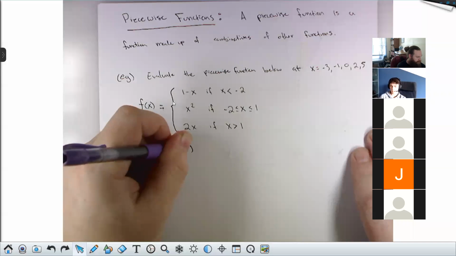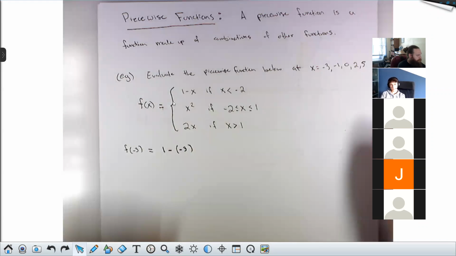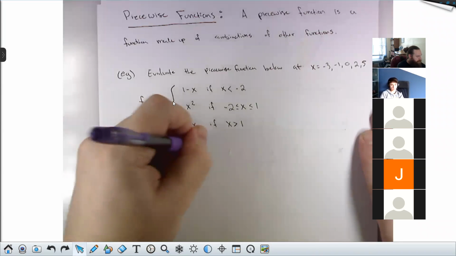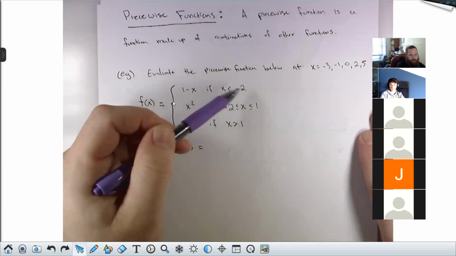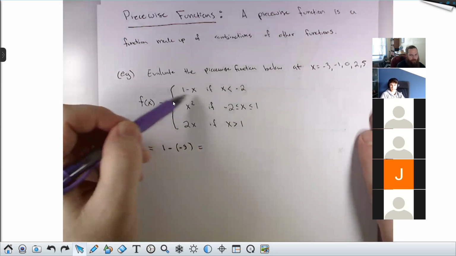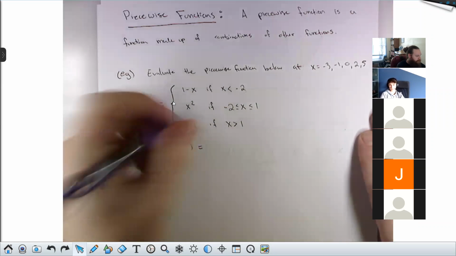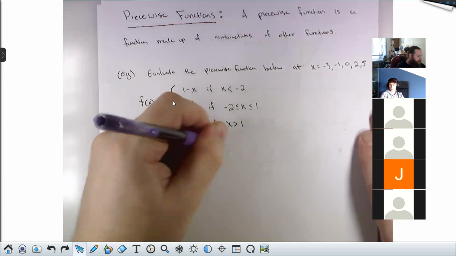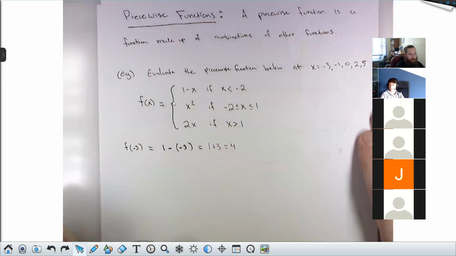I'm just going to go over this in purple because that's our theme. I'll put solutions in purple. So because -3 falls into this category, that x value is less than -2, I'll use this first piece of the piecewise function. And 1 minus -3 is the same as 1 plus 3, which is 4. So f of -3 is 4.